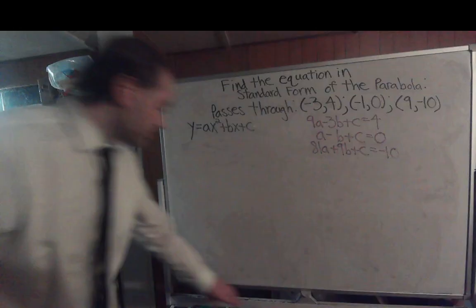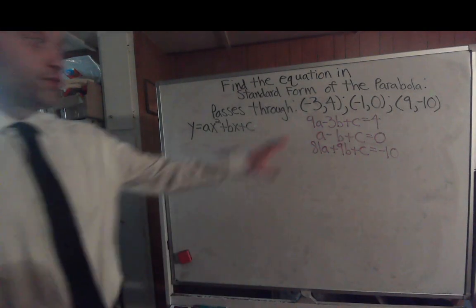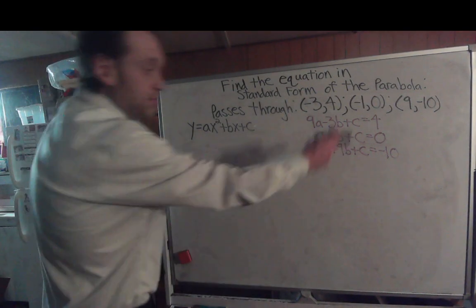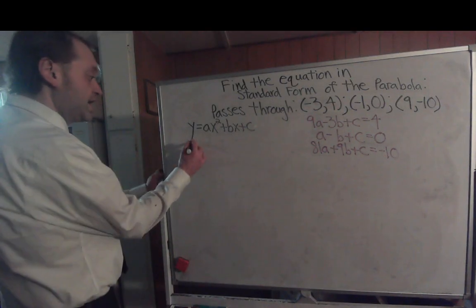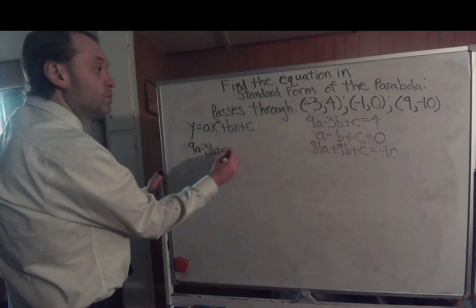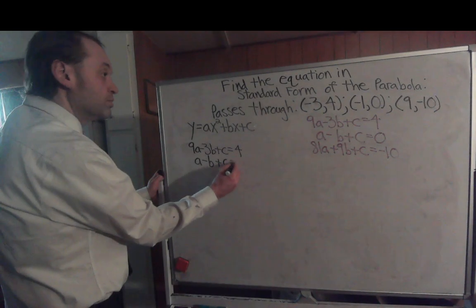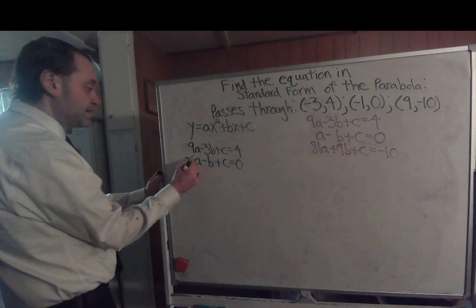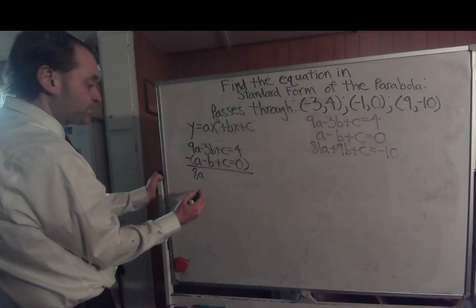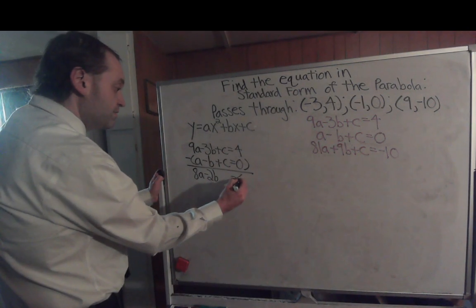So let's go ahead now, try to go from 3 variables down to 2. I think it's obvious we want to try to eliminate the c variable to start with. So take your 9a minus your 3b plus c equal to 4. Then take your a minus your b plus c equal to 0. You can subtract the second equation from the first. You'll get rid of your c. You'll end up with 8a minus 2b would end up equaling 4.